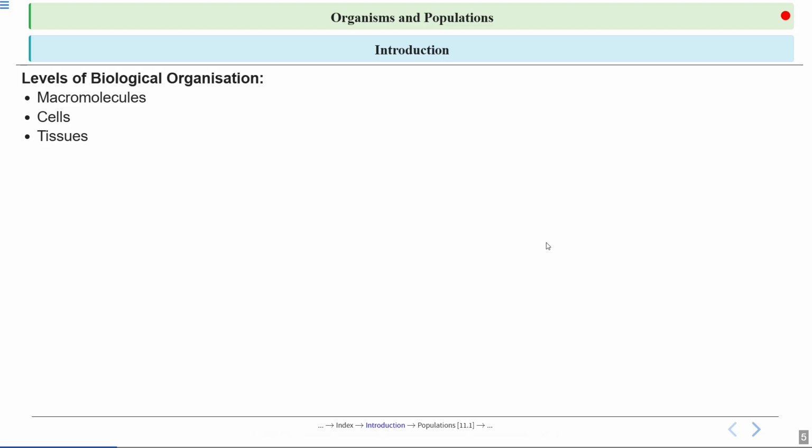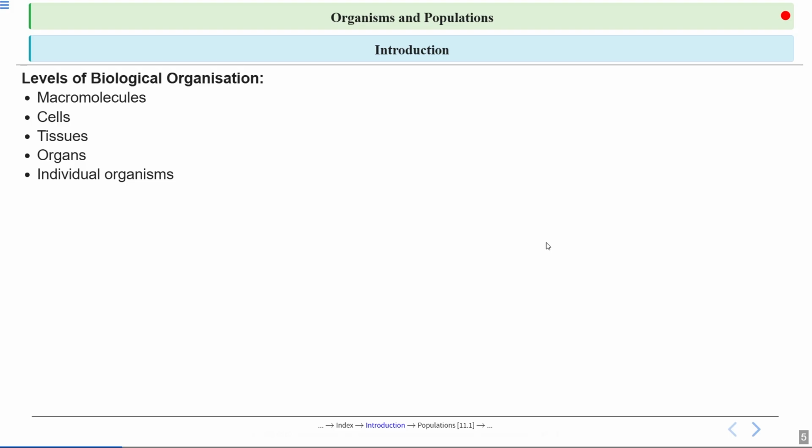Now let's move on to the next level, which is tissues. Tissues are groups of similar cells working together to perform a specific function. For example, muscle tissues help in movement, while nervous tissues are involved in transmitting signals. Following tissues, we have organs. Organs are structures made up of different types of tissues that work together to perform complex functions. For instance, the heart is an organ that pumps blood throughout the body.